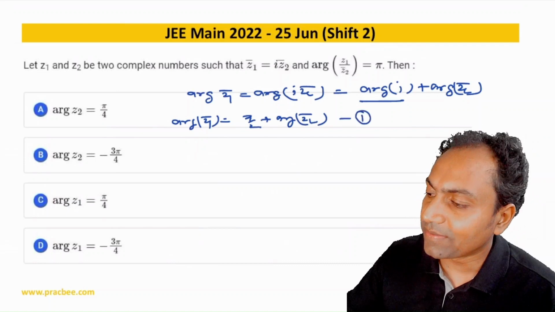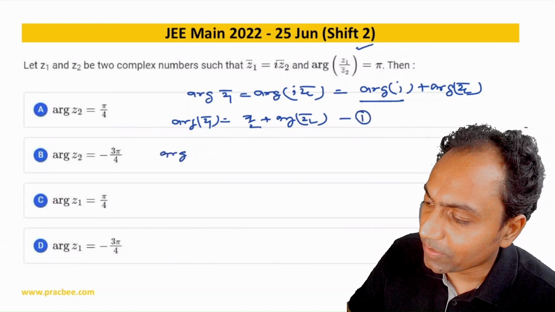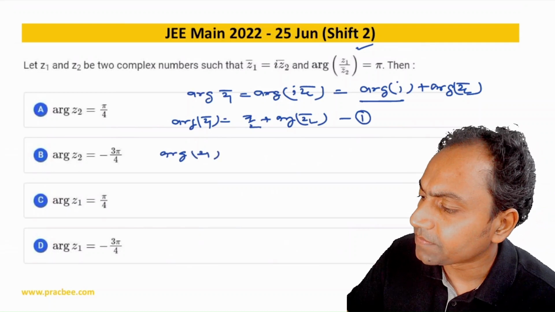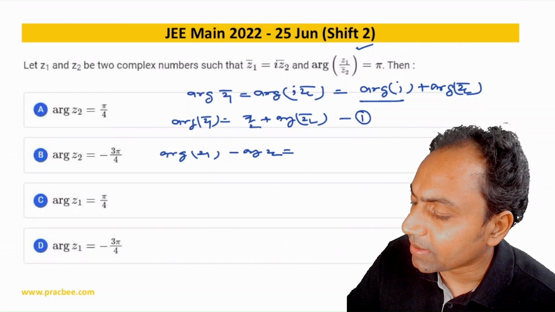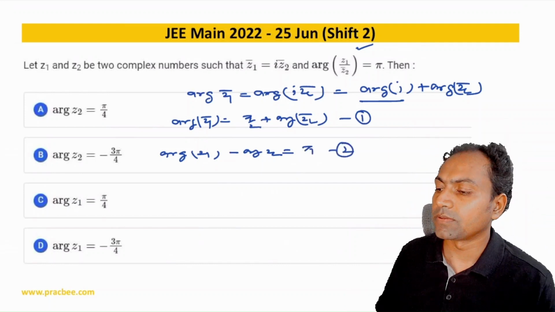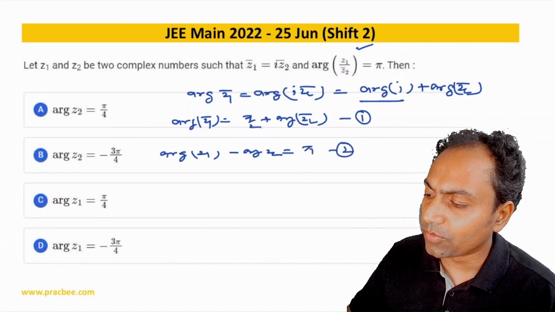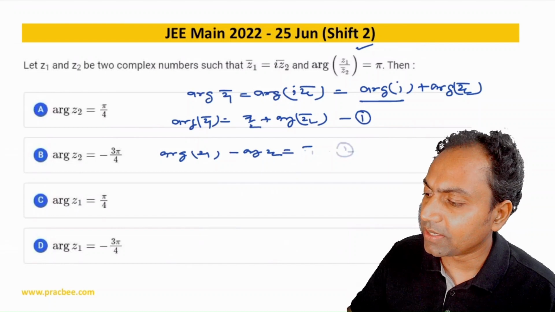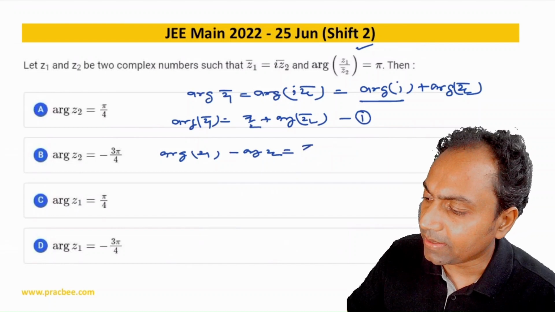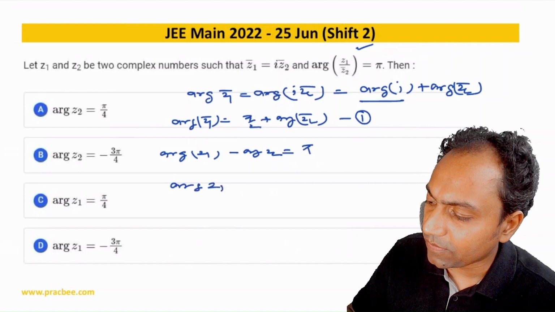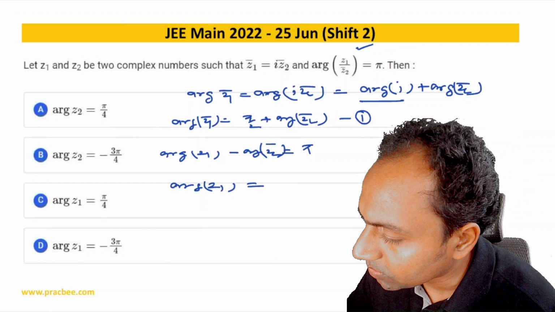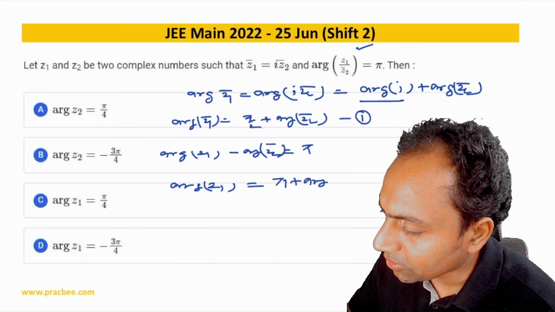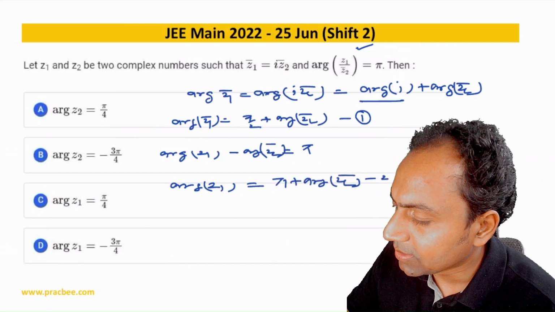Another relation that they have given here also, if I apply the properties of argument like log, argument of z1 minus argument of z2 is nothing but pi. This is my second expression. And also if I do a little bit of manipulation, I can take this argument of z2 on the other side. In fact, it is z2 bar, not z2. And it becomes pi plus argument of z2 bar. This is my second equation.